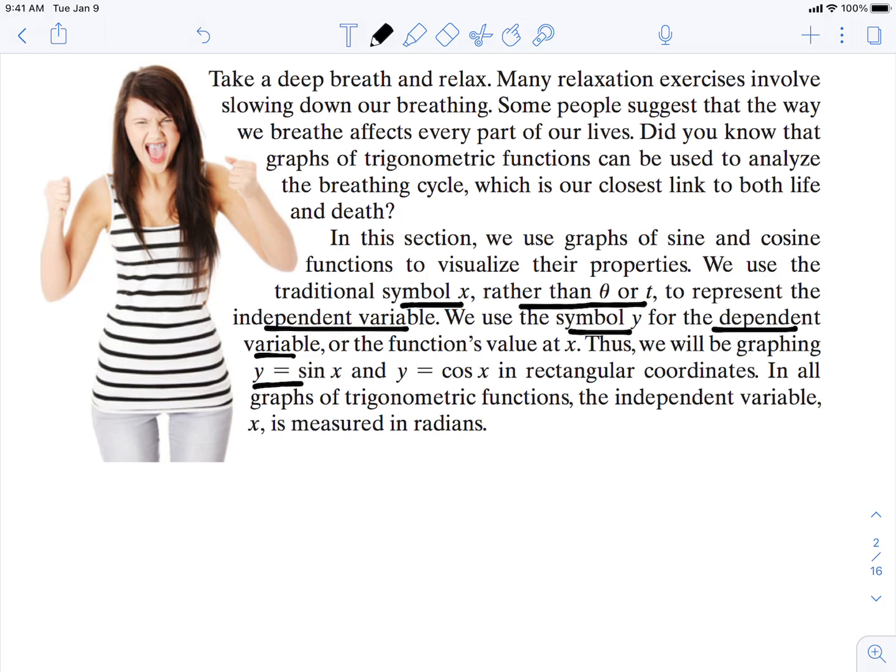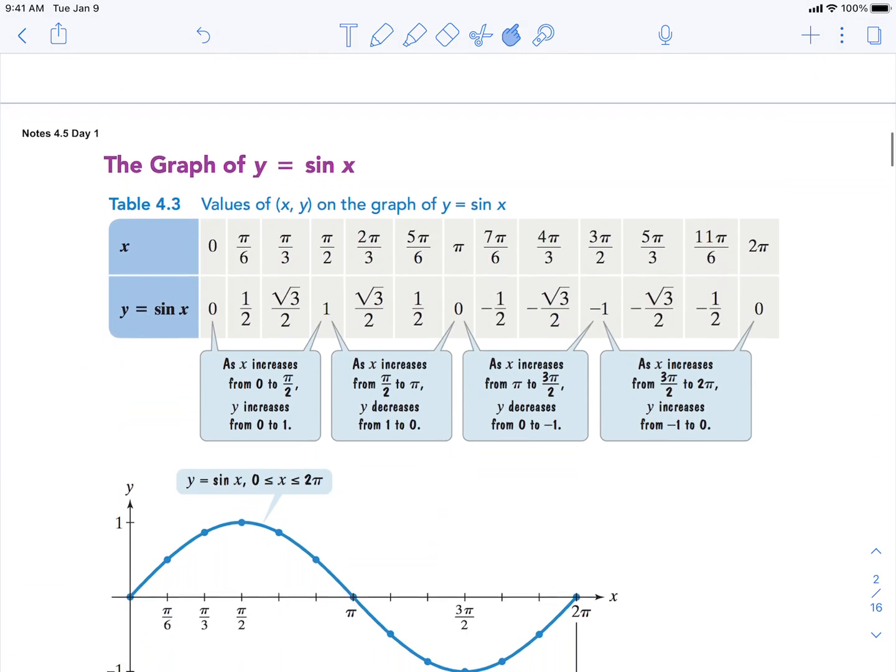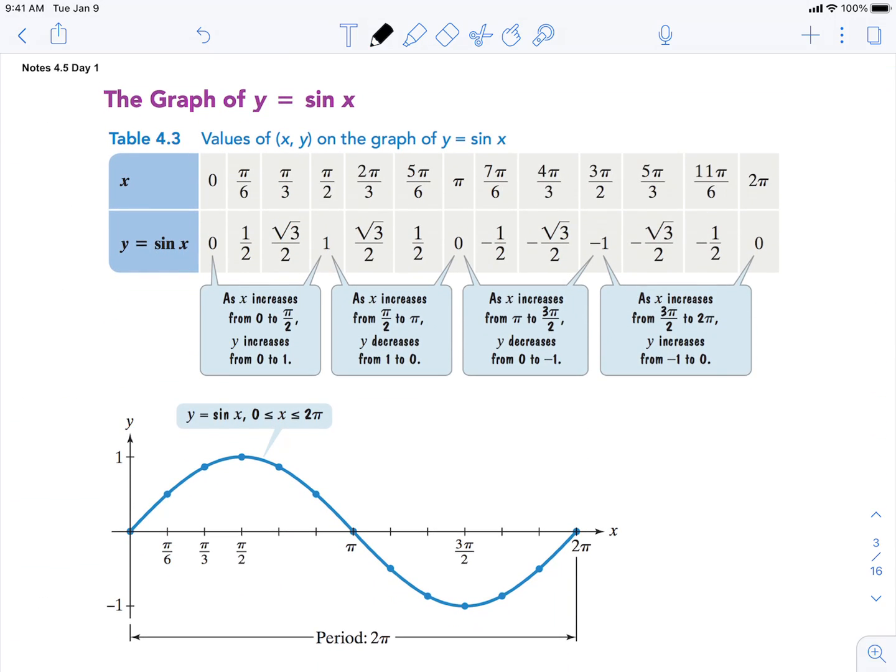Thus, we'll be graphing y equals the sine of x and y equals the cosine of x in the rectangular coordinate system. So this is a rectangular coordinate system. This is our x-axis, and that's our y-axis. And what you're going to see is most graphs are measured in radian measure, not in degrees. So here's the first graph, y equals the sine of x. We call this the parent function for the sine of x function.